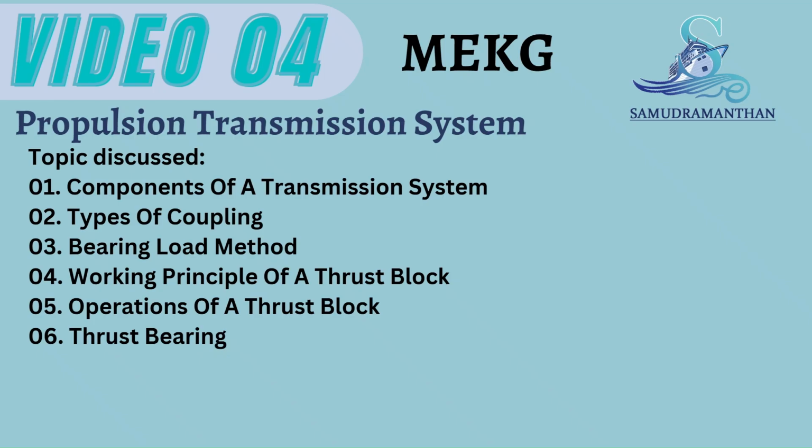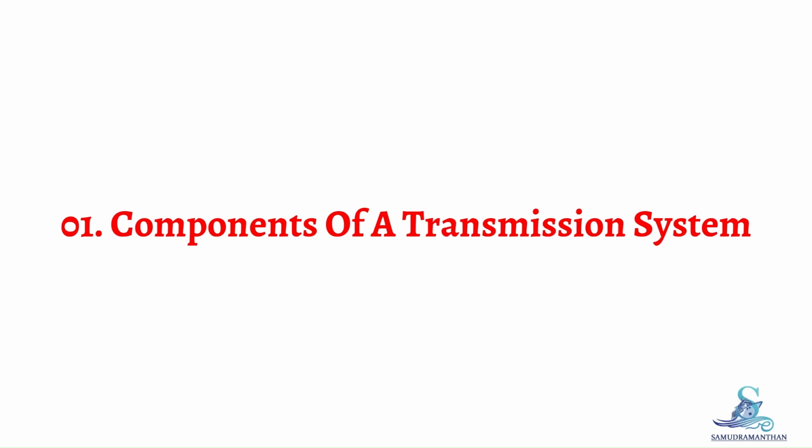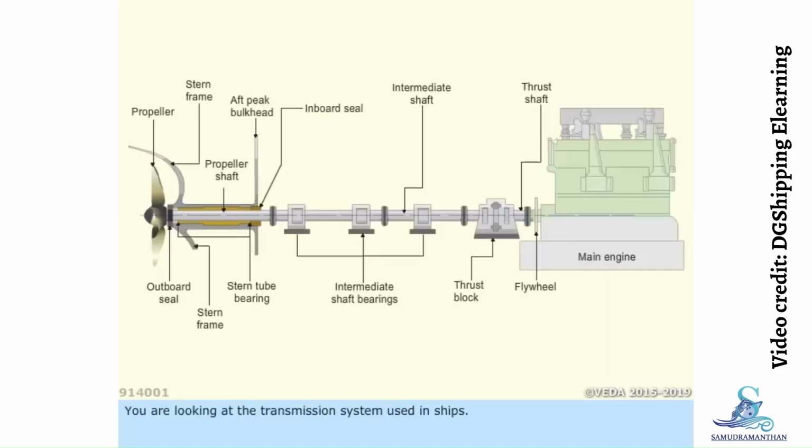This is the video 4 of MEKG video series. In this video, propulsion transmission system topics are discussed. Topic 1: Components of a transmission system. You are looking at the transmission system used in ships.